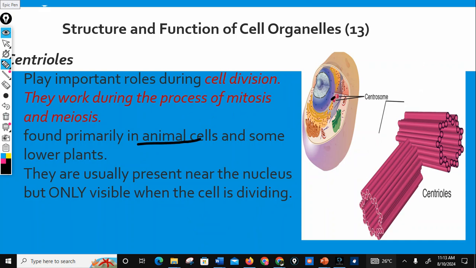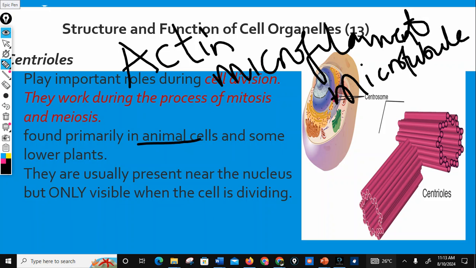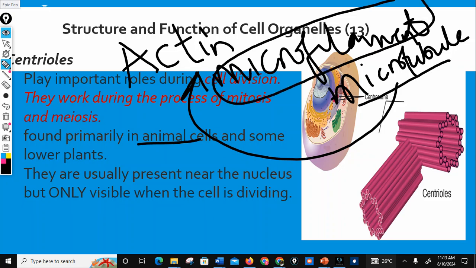So another thing is the cytoskeleton. The cytoskeleton is made up of actin microfilaments and microtubules. That's the other thing I want to talk about. You see, these microtubules are smaller than the actin fibers, while the microfilament is the largest.